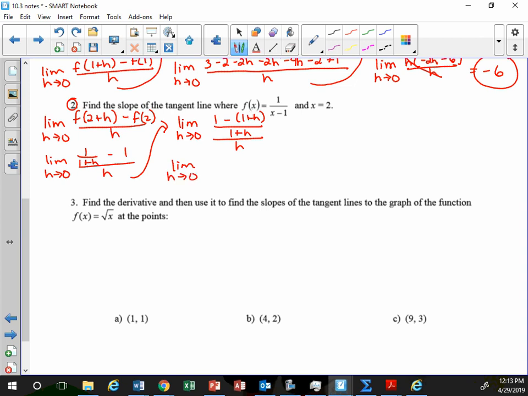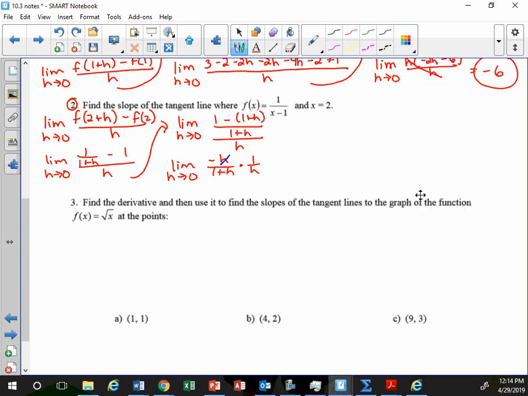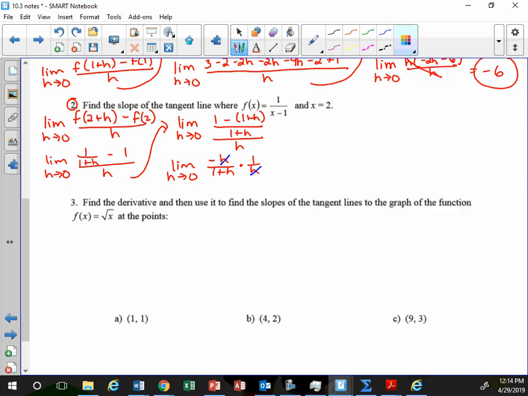So 1 minus 1 plus h, what does that all end up simplifying to? Yep, just a negative h over 1 plus h. And then what does divided by h actually mean? Multiply by 1 over h. What do you see that's going to happen? They cancel, yep. Can I plug 0 in now?